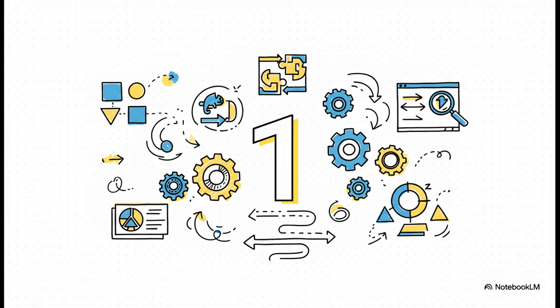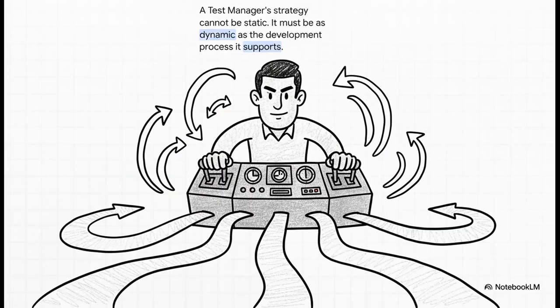So, after this whole tour, after everything we've talked about, what is the one single idea you need to walk away with? It's this. Your real value as a test manager isn't just knowing how to run one single test process. It's knowing how to adapt that process to fit any situation you get thrown into. So here's the bottom line. A great test manager strategy can't be set in stone. It has to be as dynamic, as flexible, and as context-aware as the development process it's supposed to be supporting.